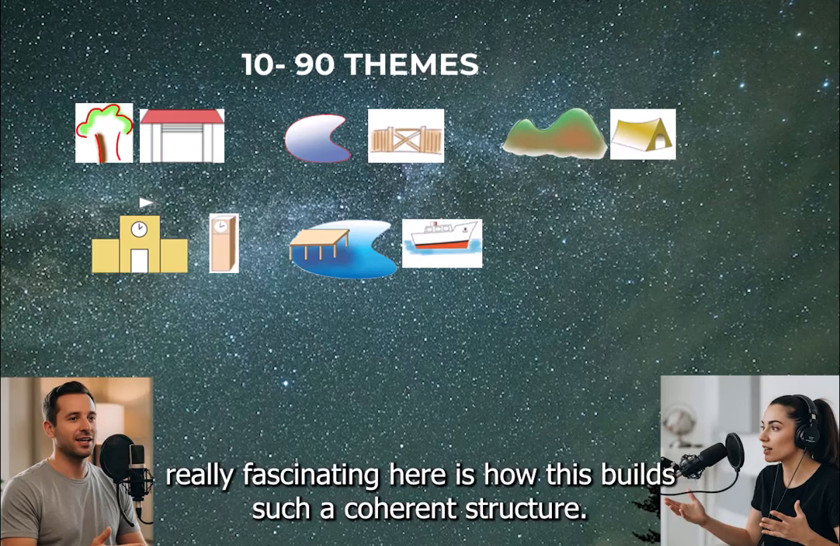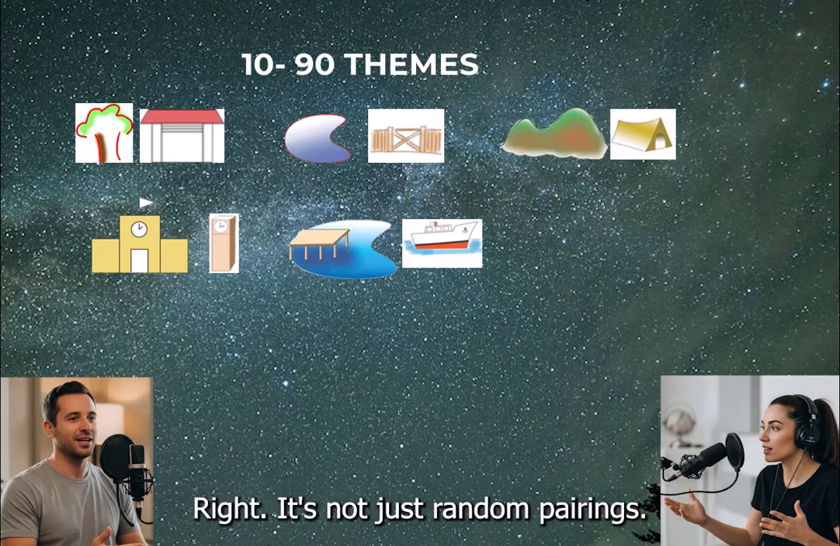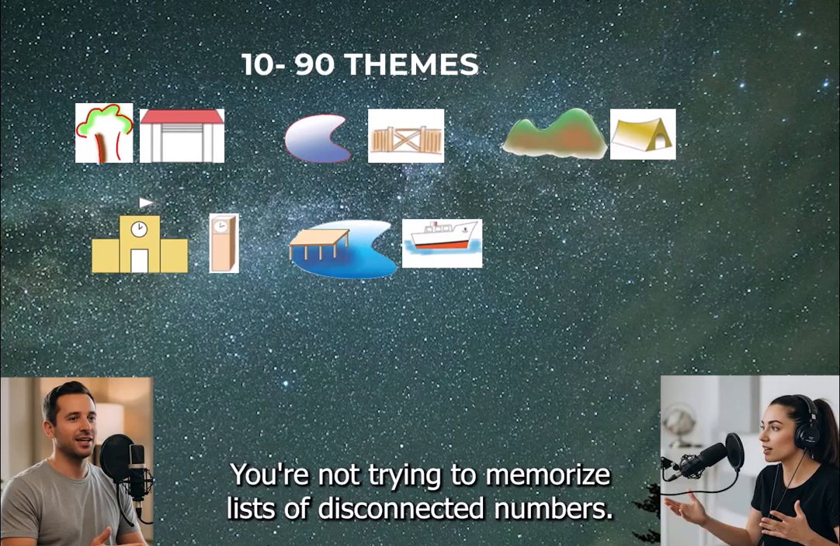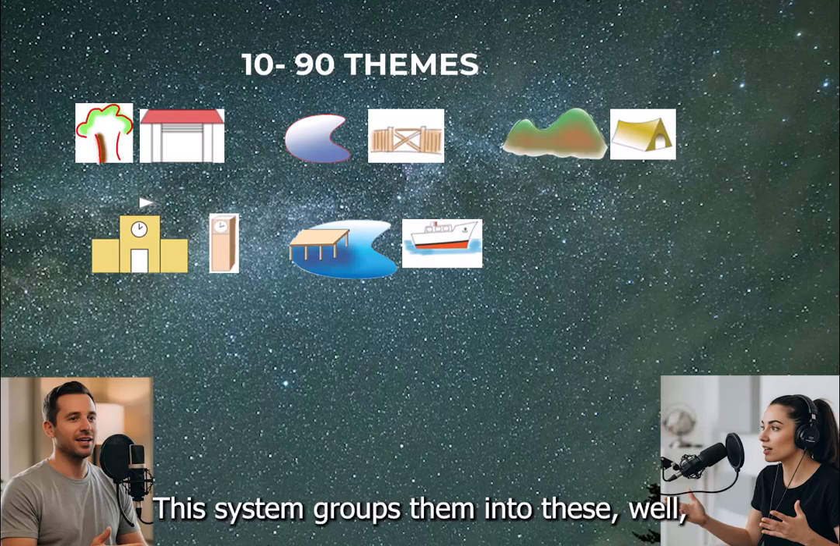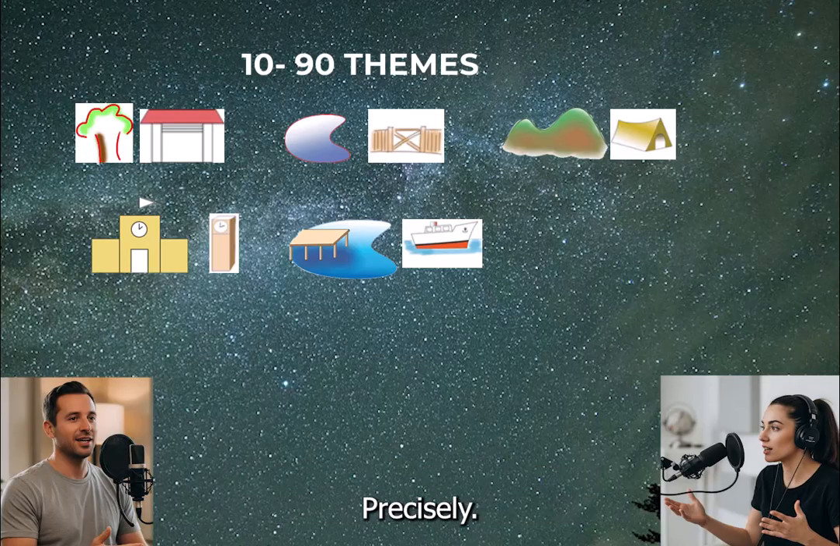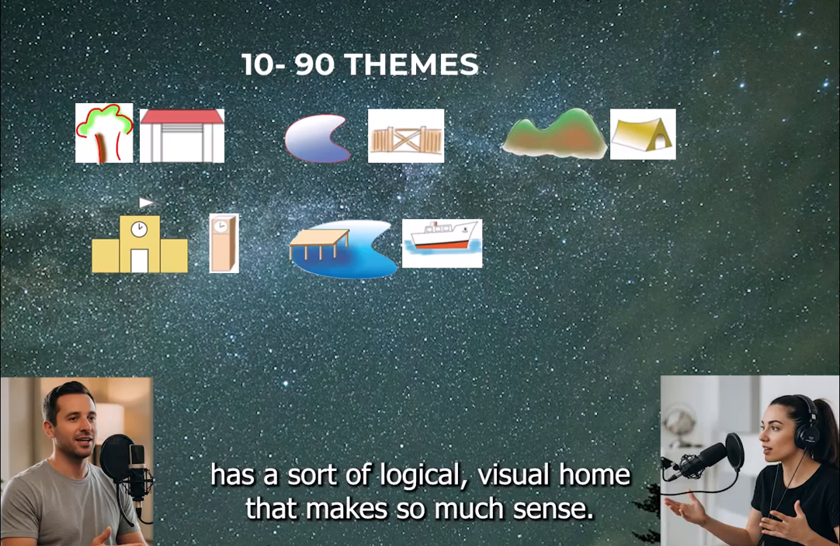You know, what's really fascinating here is how this builds such a coherent structure. It's an interconnected framework for memory. Right, it's not just random pairings. No, exactly. You're not trying to memorize lists of disconnected numbers. This system groups them into these familiar, vivid environments, like mental neighborhoods. Precisely. It helps prevent that feeling of being overloaded with information because each set of numbers has a sort of logical visual home. That makes so much sense.